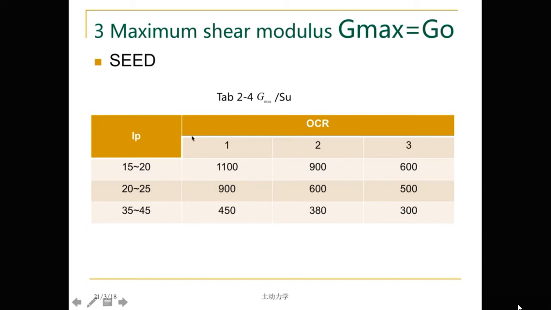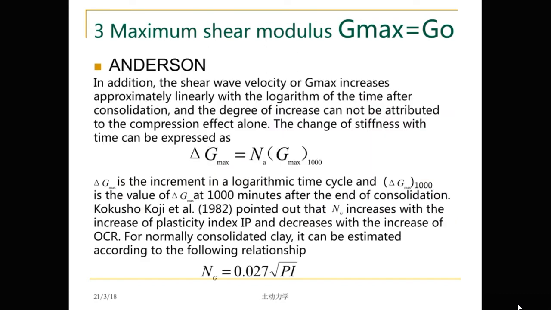Here, this is the ratio of Gmax over SU. If we know OCR and IP plasticity index, then we can read out this ratio in the table. This table was proposed by Anderson's research. In addition, the shear wave velocity or Gmax increases approximately linearly with the logarithm of the time after consolidation, and the degree of increase cannot be attributed to the compression effects alone.